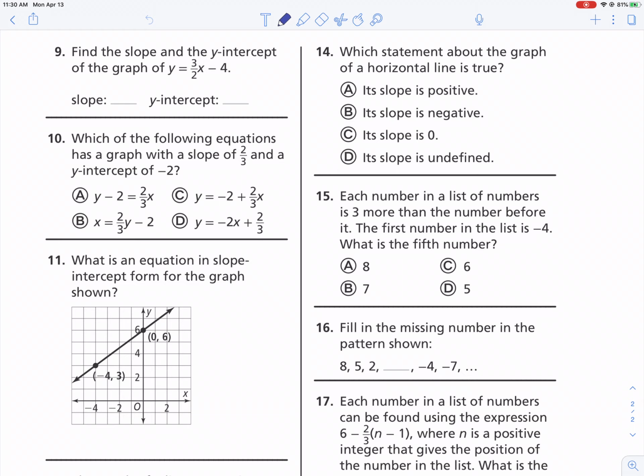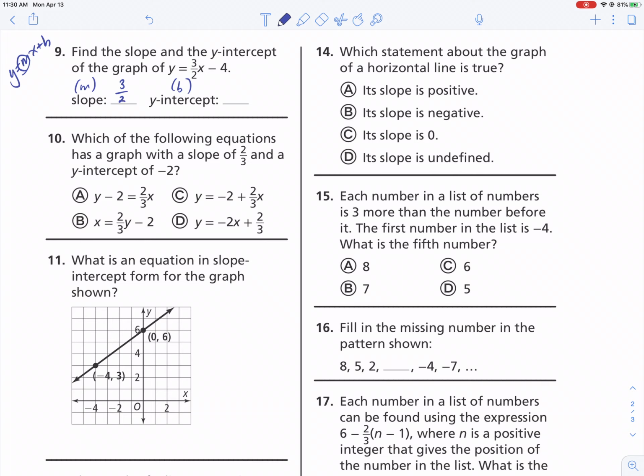This is Readiness Assessment 3, the second half, so it's going to be questions number 9 through 18. So starting with question 9, it says find the slope and the y-intercept of the graph y equals 3/2 x minus 4. And so if we remember, our slope is m and our y-intercept is b. So our slope in this case is going to be, if we remember the format, it's y equals mx plus b. And our slope is going to be that m, which is always with our x. So our fraction in this case is 3/2.